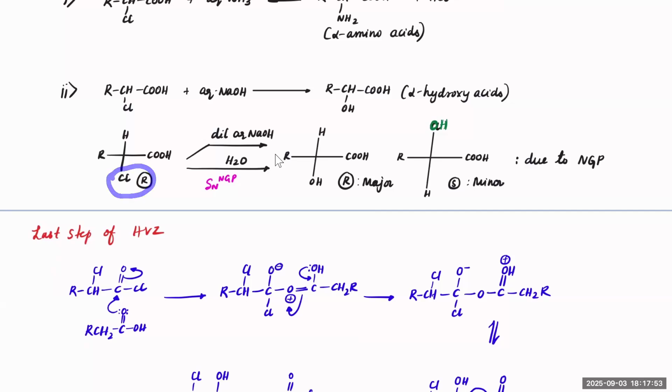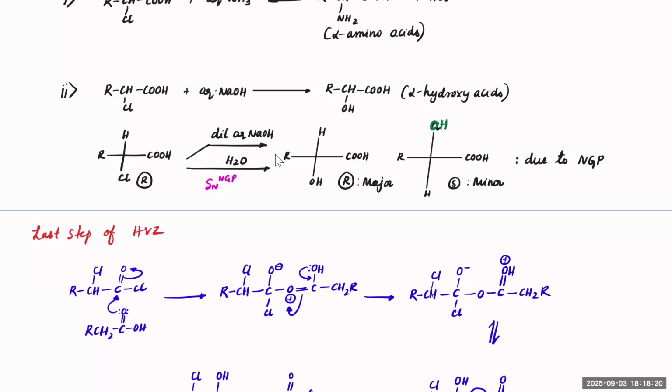If there is a chlorine existing and you react with dilute NaOH, because this is a chiral center, we expect this to go via SN2 mechanism, remove that Cl, and we should have inversion happening. Correct? Inversion of configuration happening. But instead of inversion, it will retain the R group only. That means retention is happening. Why is retention happening, Vita?